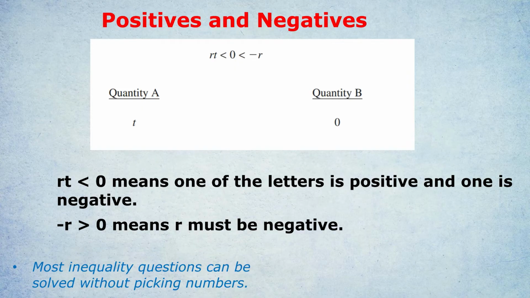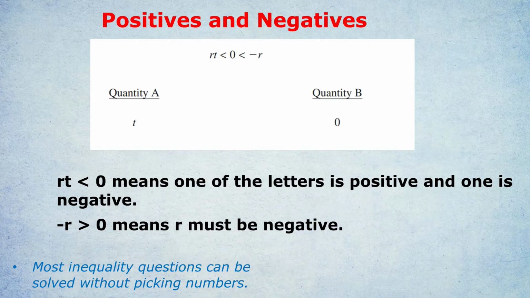If two things times to get a negative, one must be positive, one must be negative. If two things times to get a positive, both must be positive or both must be negative. I want you to think like that. Also, things like r squared will always be positive or 0. So think in terms of categories rather than picking numbers. Slow, big picture logic beats hasty picking of numbers in inequality situations.